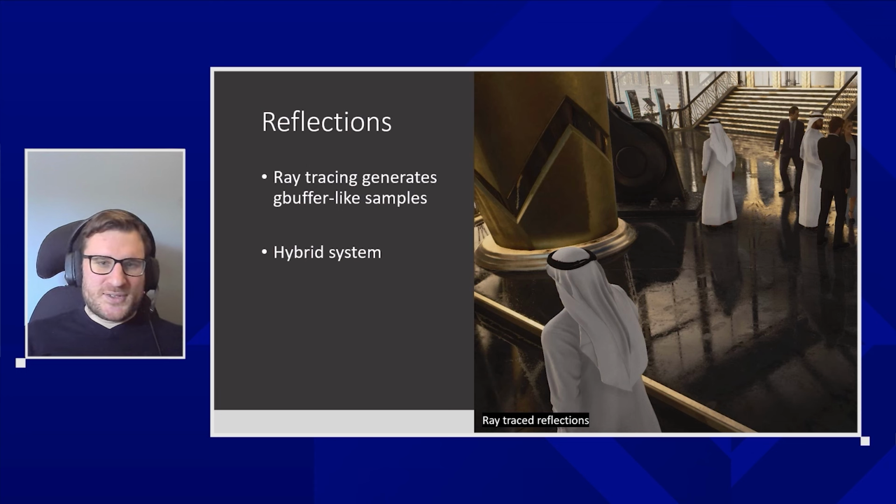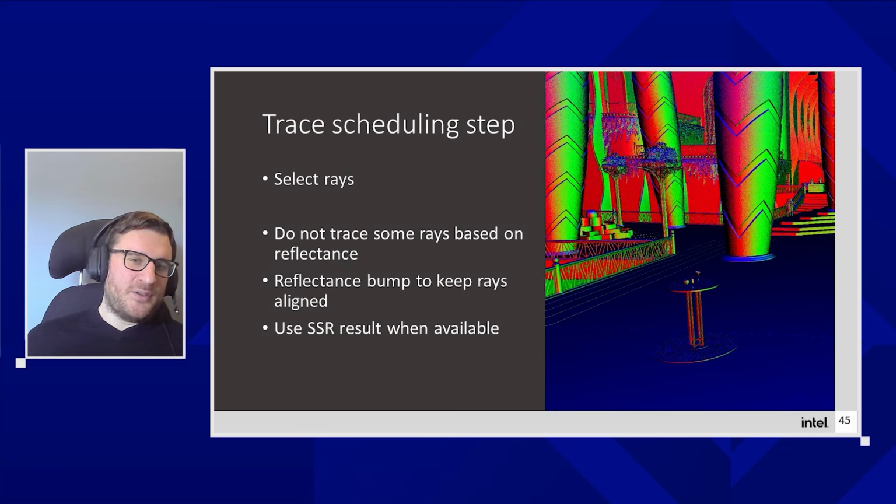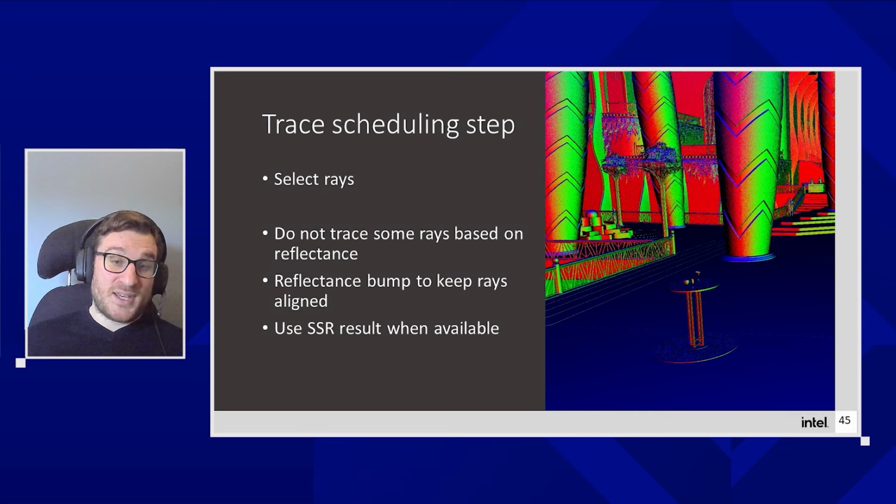There are many steps, of course. The first and most important step for performance is something called trace scheduling. Basically, we generate, and in this case visualize as an image, a set of directions per pixel that decide where the ray is going to be traced. This is based on the reflectance, so if something is very rough, we don't trace the rays. We also have something called a reflectance bump that makes the rays align better together, so they give you better performance. And this also decides if something has already been traced correctly by the screen space reflections, so we can reuse the screen space reflection result when available.